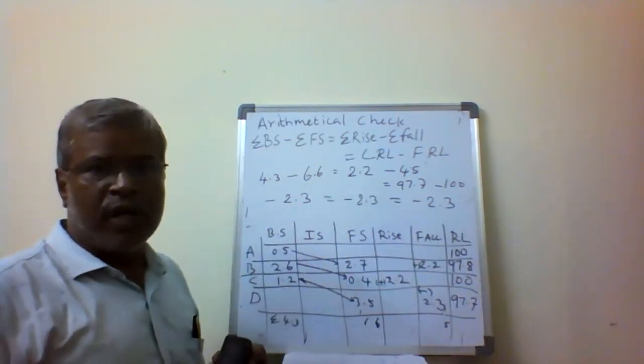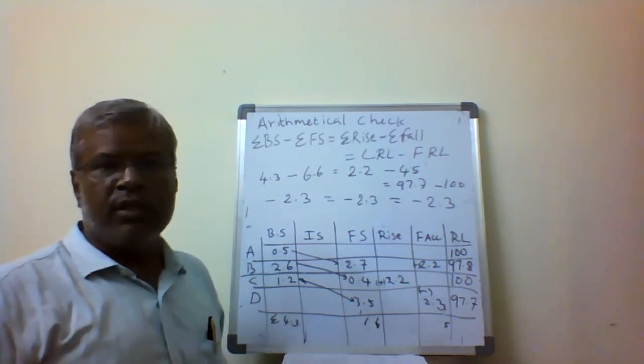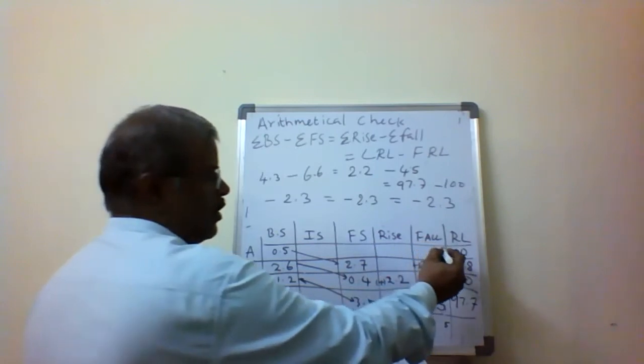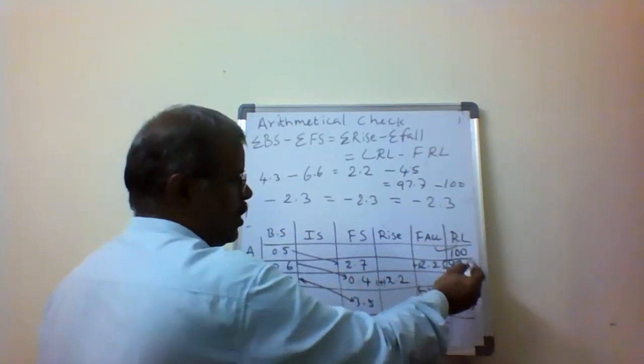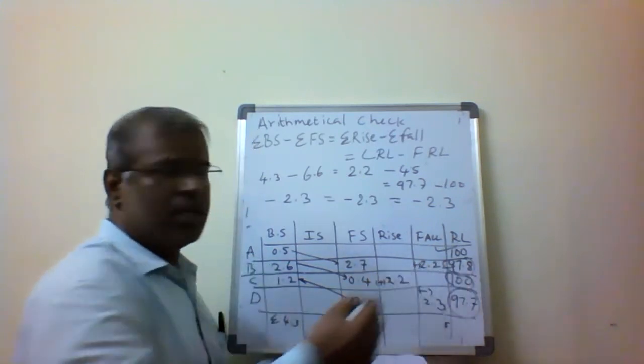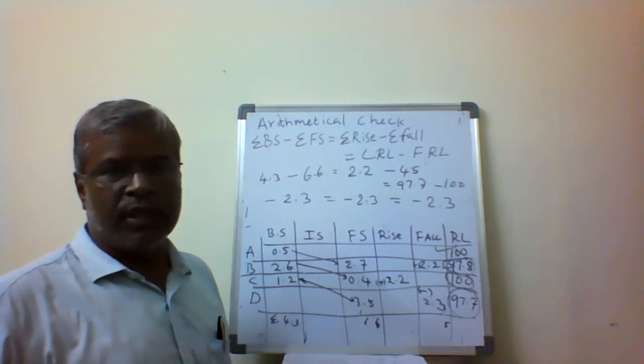So all the three values are going to be matching, coinciding with that one. So whatever elevations we calculated are right. RL of A is known, and RL of B, RL of C, and RL of D, the reduced levels, are right with respect to the rise and fall method.